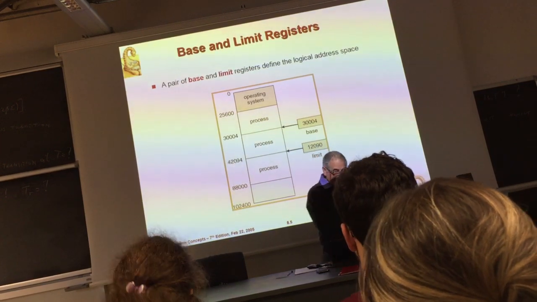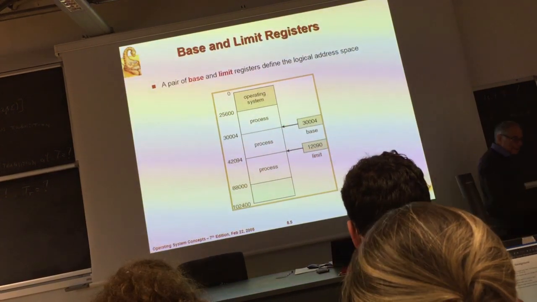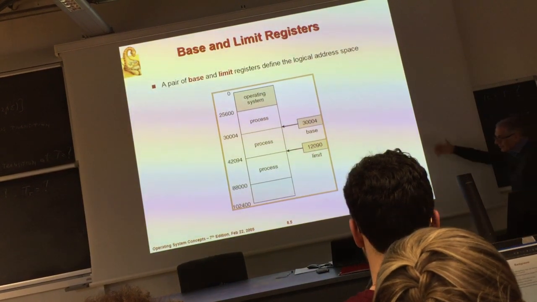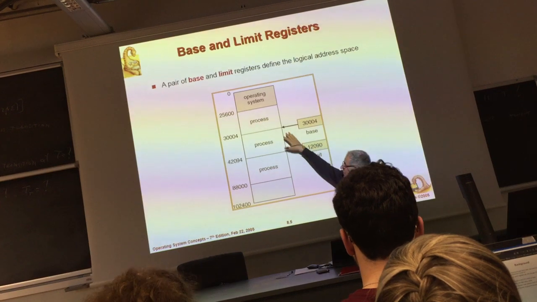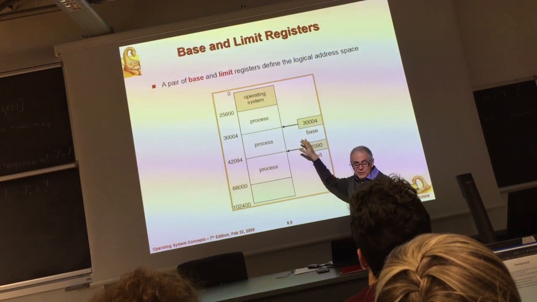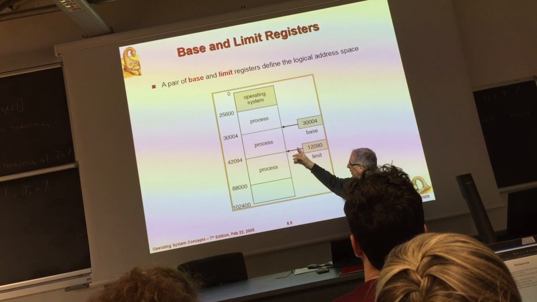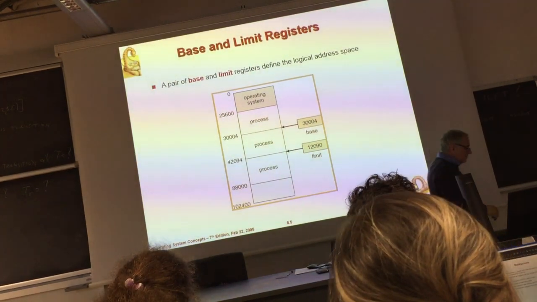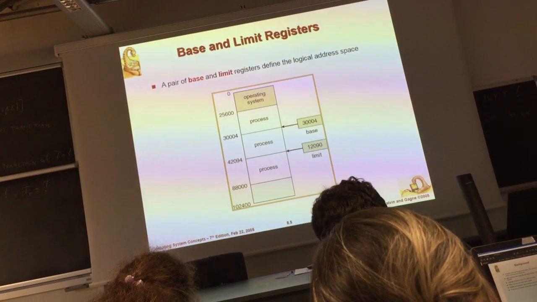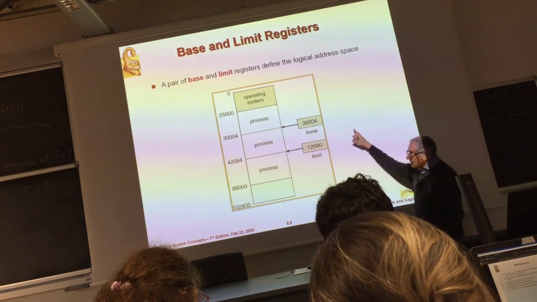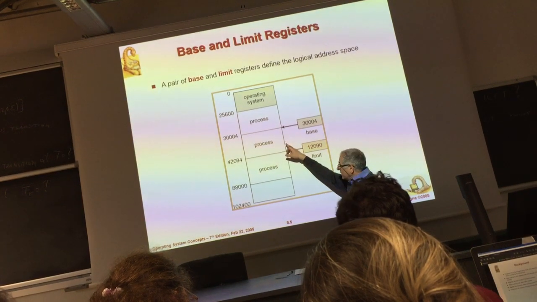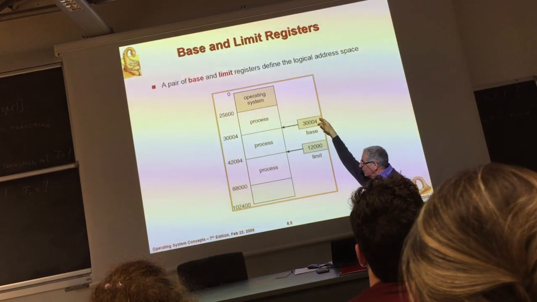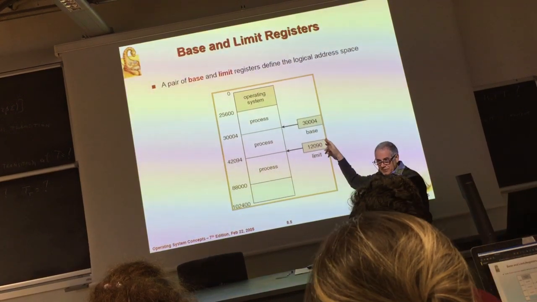Okay, the simplest way of protecting the domain of a process, so this is history. You have a process and you have two hardware registers, base and limit, and a simple hardware that compares the addresses generated by the CPU to see if they are out of these two boundaries.